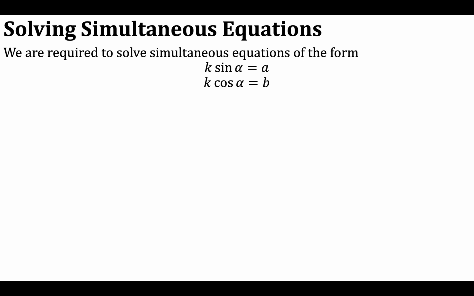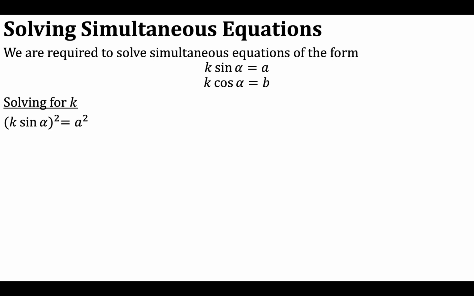So to start off, we're going to look at solving simultaneous equations, which involve trigonometric functions. So we're looking to solve simultaneous equations of the form k sin alpha equals a and k cos alpha equals b. So you can see that the two variables which are common to each of these equations are k and alpha. So that's what we're going to solve for here. So let's firstly look at solving for k. Now, you might be wondering here, how are we going to do that given your previous knowledge of simultaneous equations?